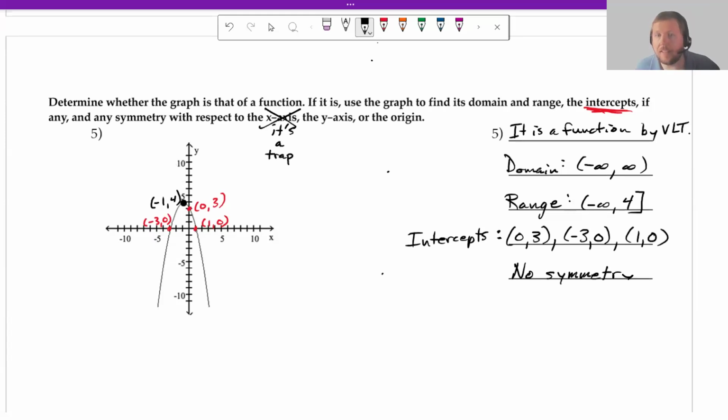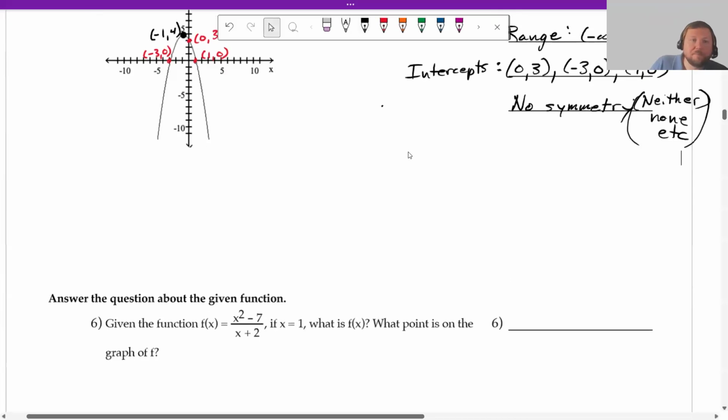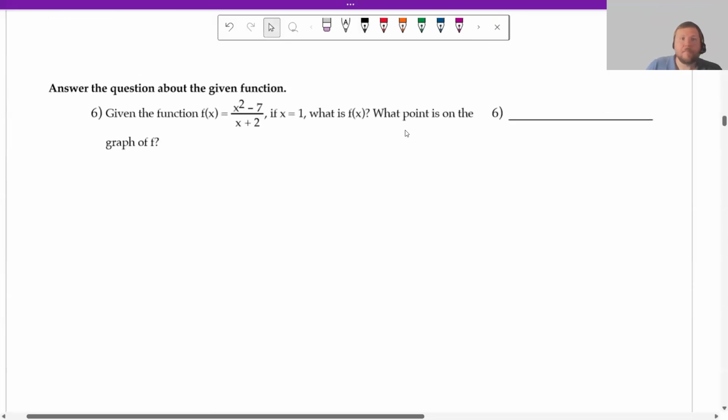And you have to say no symmetry, or neither, or none. One of those. No symmetry is great there. That just makes sense.